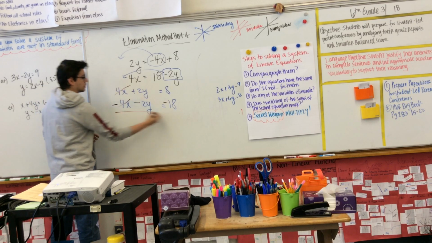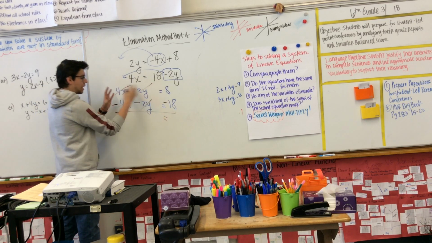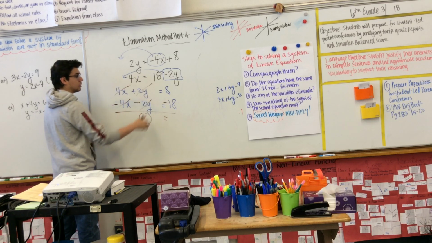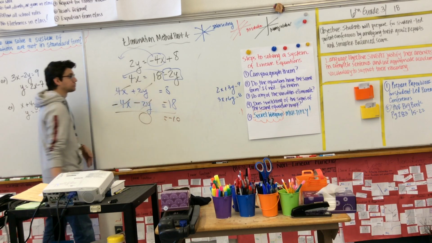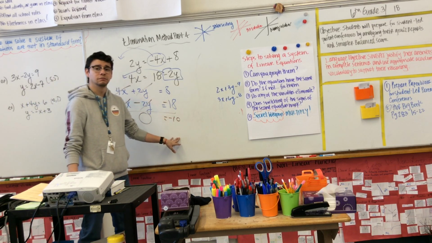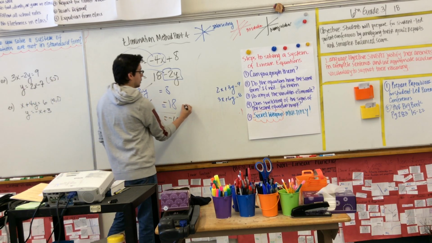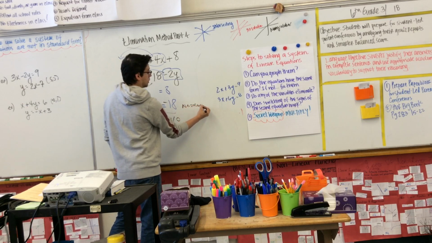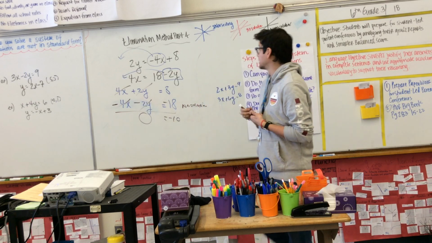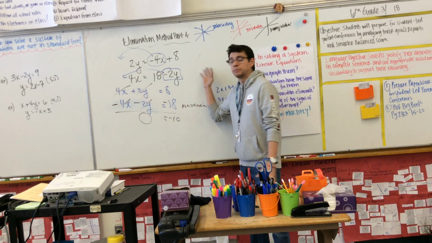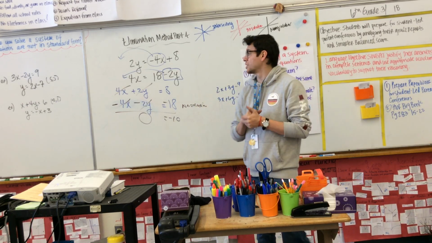Cancel, cancel. Cancel, cancel. What do you have on the left? A big fat 0. 8 minus 18 is negative 10. Is 0 equal to negative 10? No. So this is no solution. Parallel lines. And you're done. It looks scary, but once you start moving things around, it's actually easy.